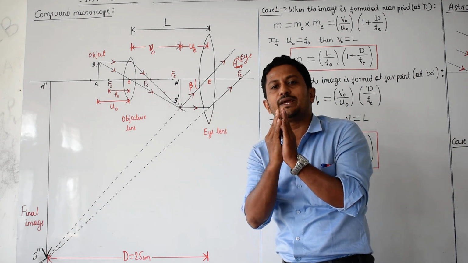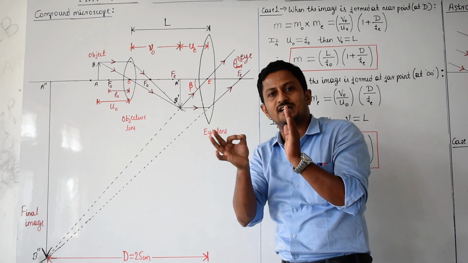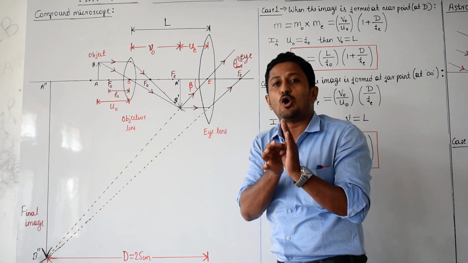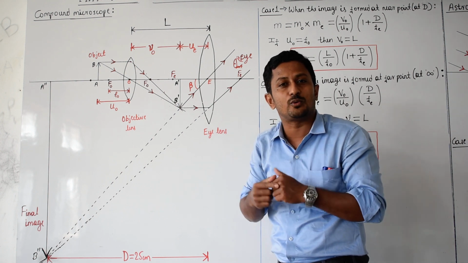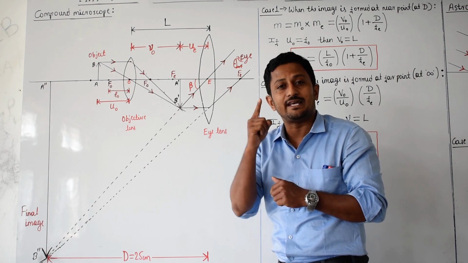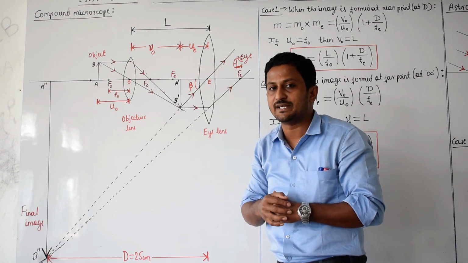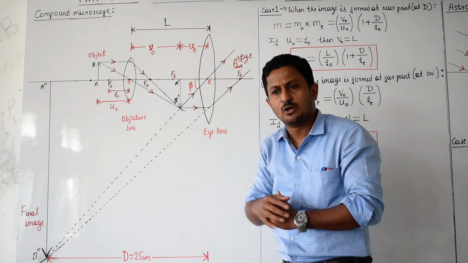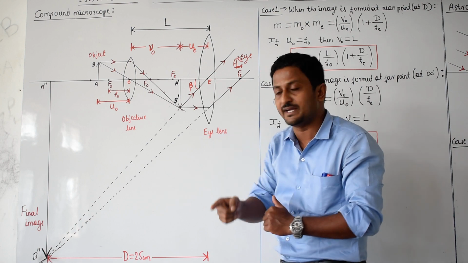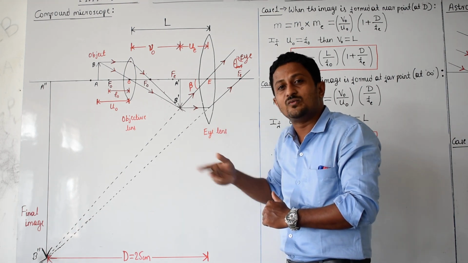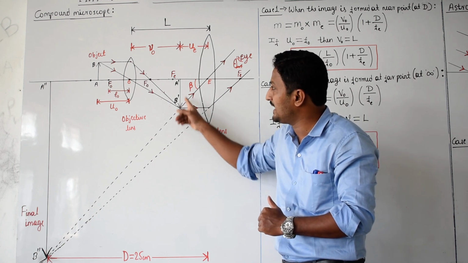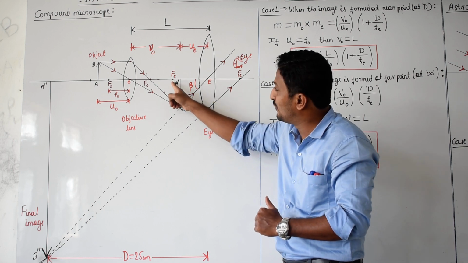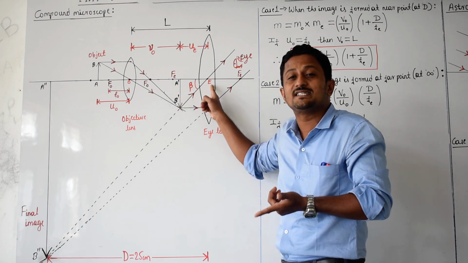In front of any biconvex lens, if the object comes between its principal focus point and optical center, then it is going to produce a virtual, erect, highly magnified image. Here we want a highly magnified image. To get a highly magnified image by this eye lens, we have to take that object A dash B dash in between its principal focus and its optical center.